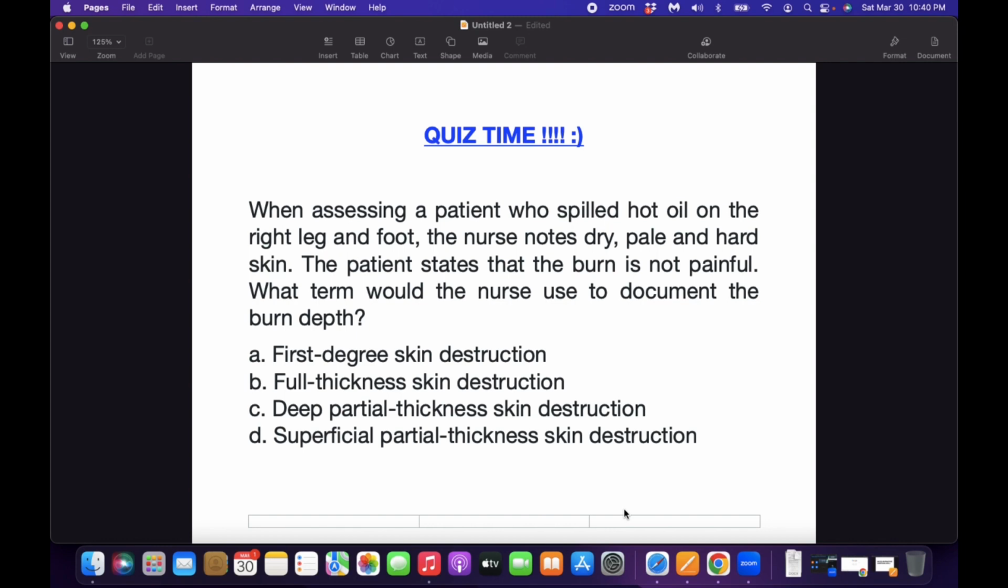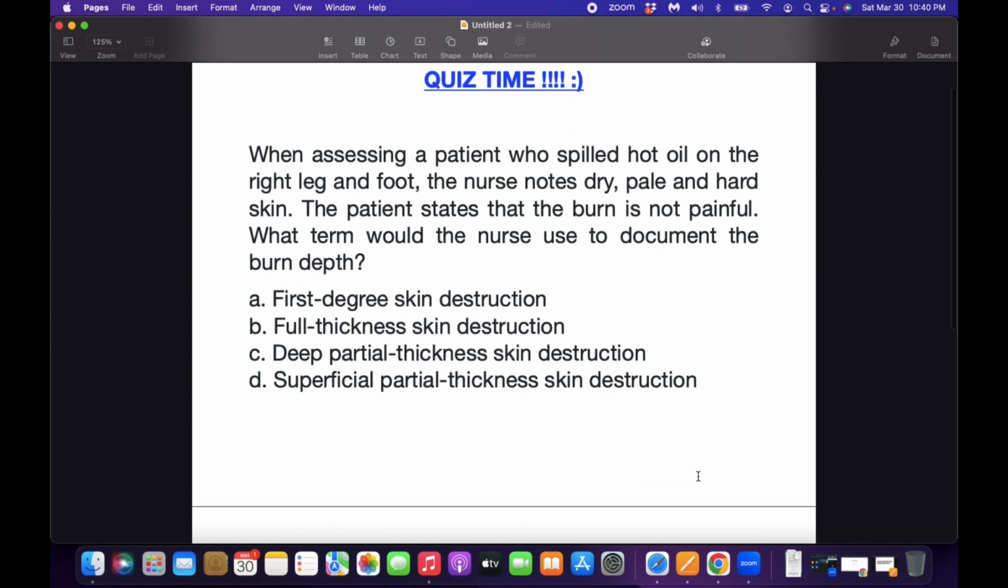With superficial partial thickness burns, the area is red but no blisters are present. First degree burns exhibit erythema, blanching, and pain. Second item.